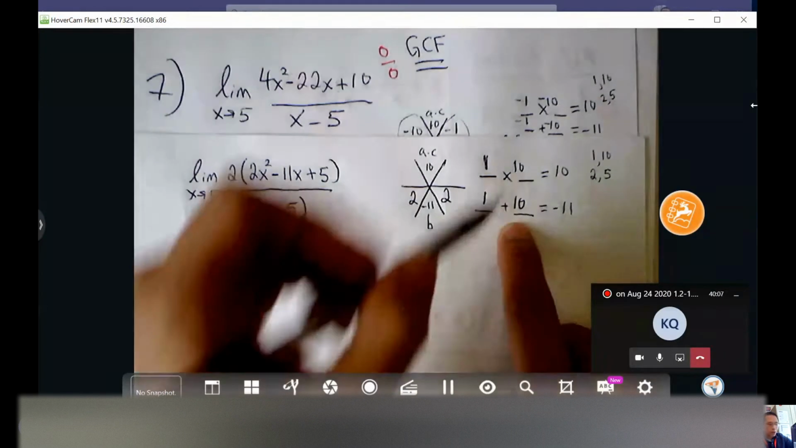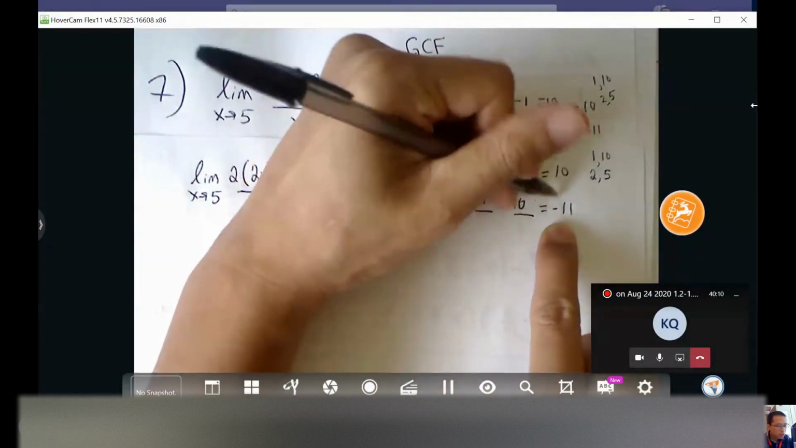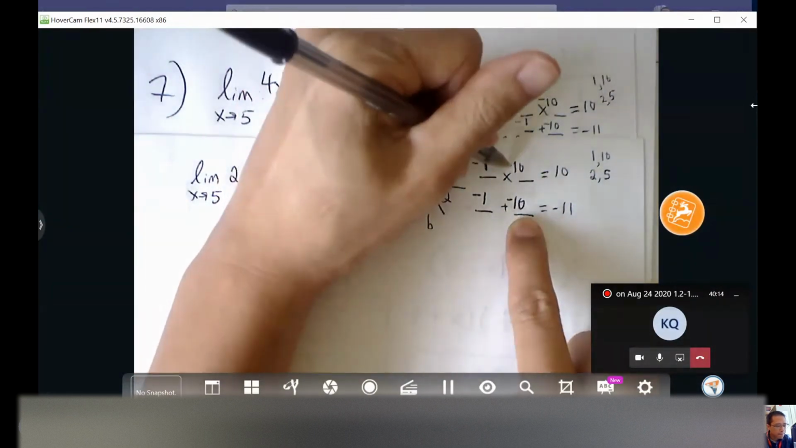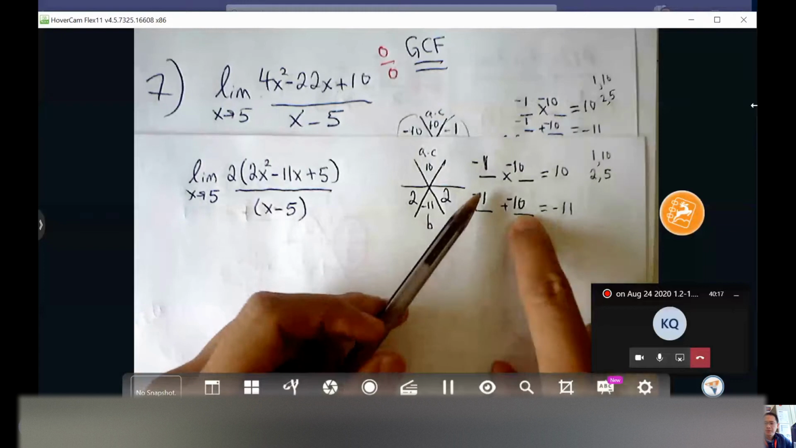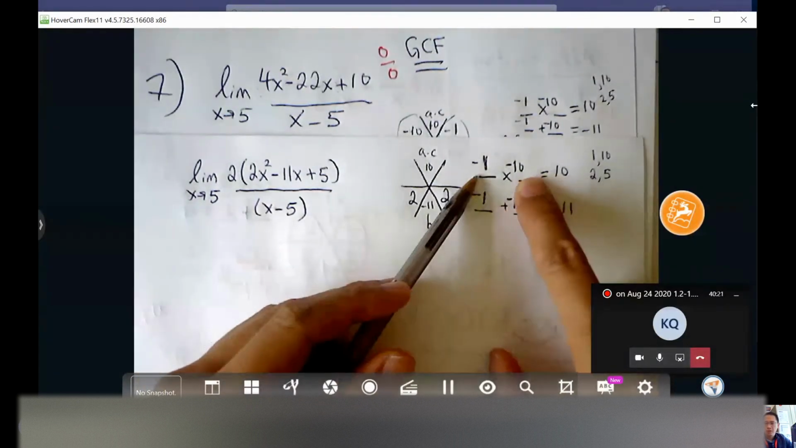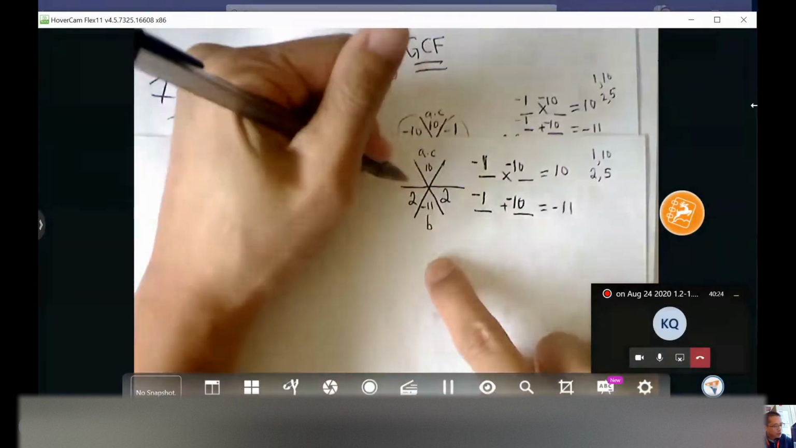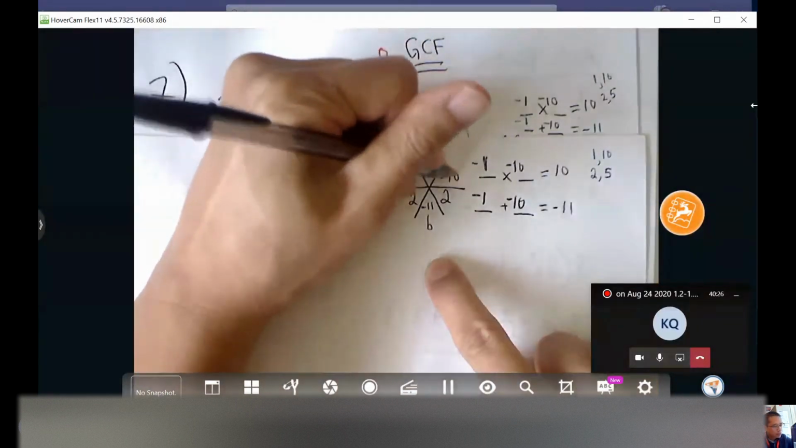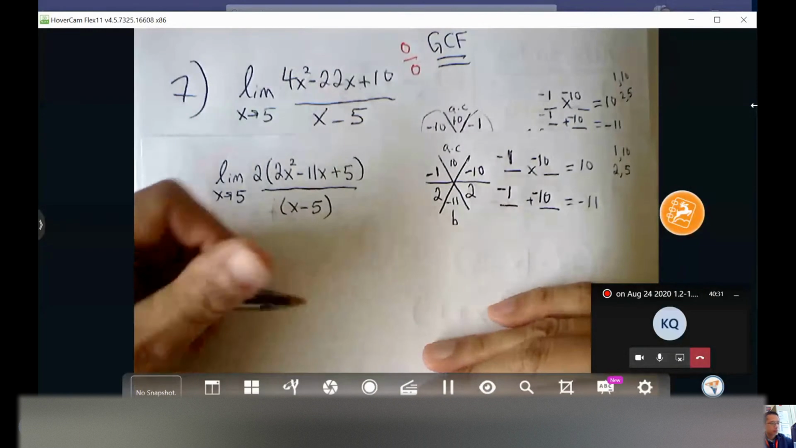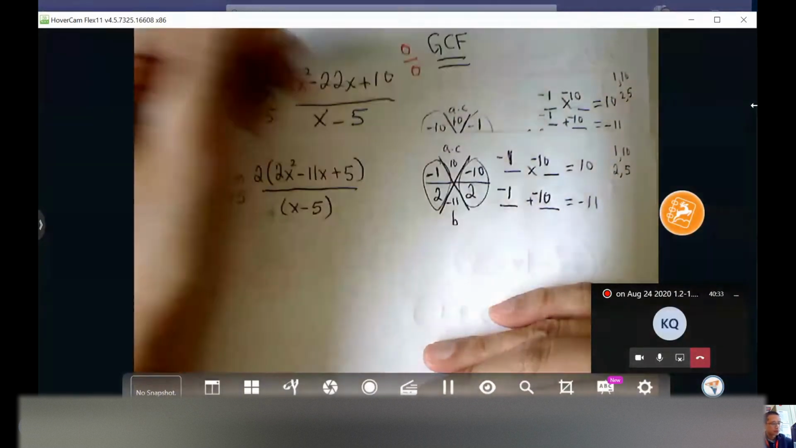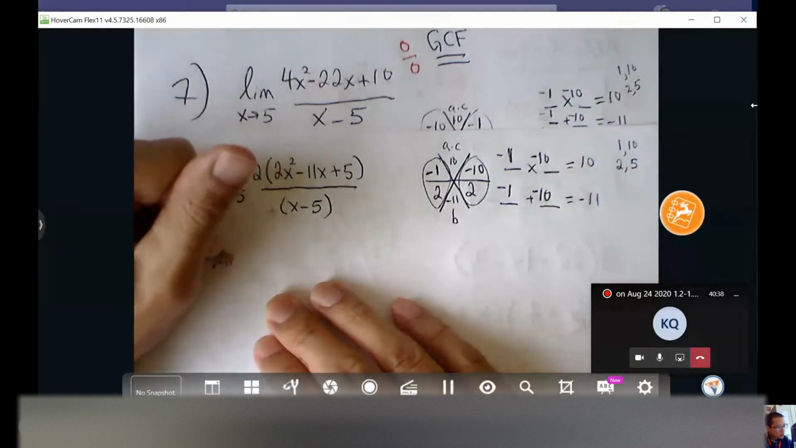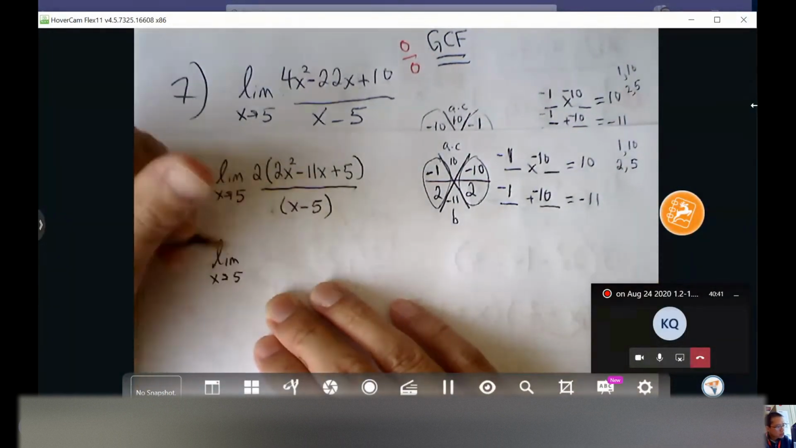So now we have 1 and 10. I'm going to adjust the signs, though. I want negative 11, so I need both these to be negatives. So double check. This is true. This is true. So we get negative 1 and negative 10. So now we can get closer towards our factored form.